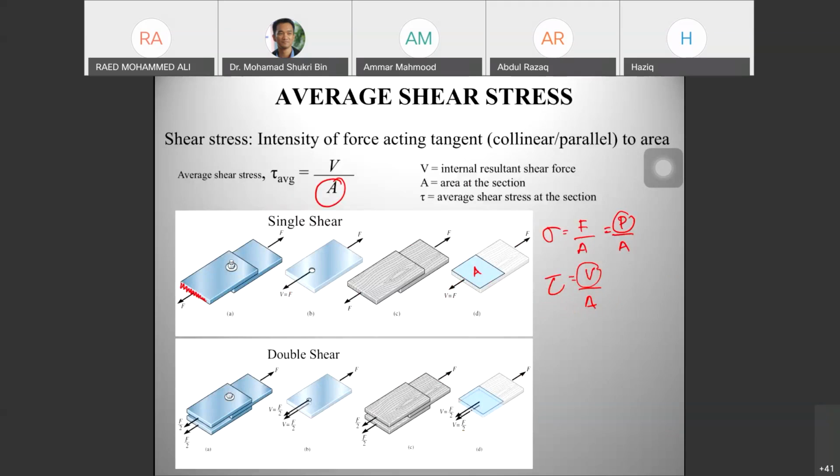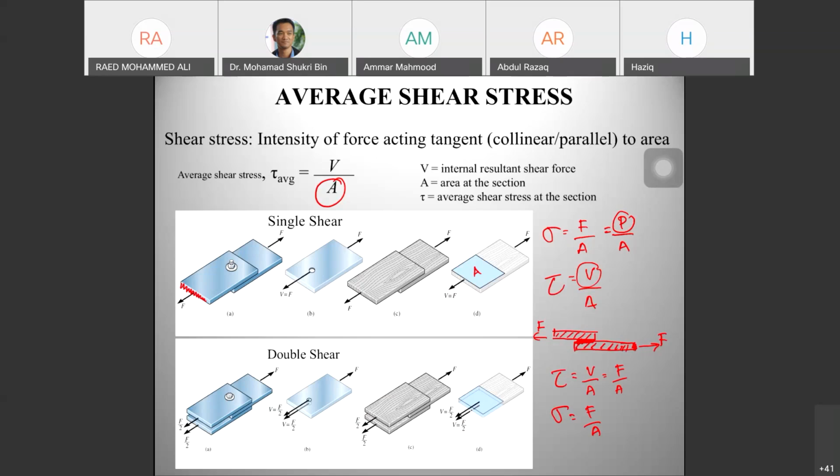Or if I draw in 2D, let's say we have these two plates attached together like this, and we have a force here. So tau is V over A, or F over A, where the area is the contact area between these two plates. And sigma is also F over A, where the area is the perpendicular area.